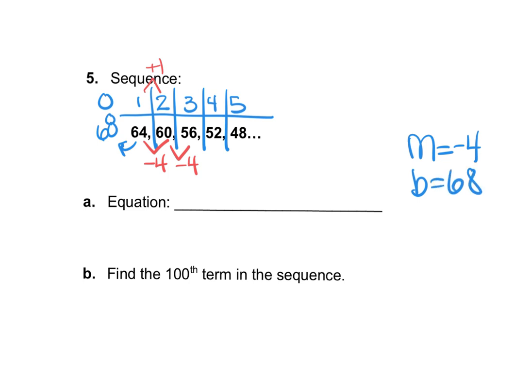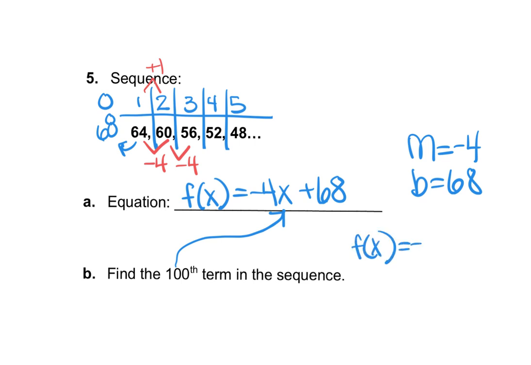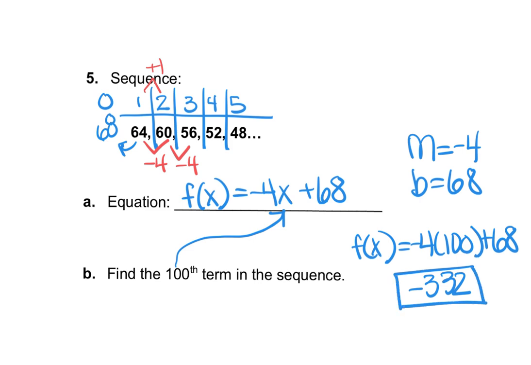And now we've got enough information to write our equation. So I'd have f of x is equal to -4x plus 68. Now, to find the 100th term, once we've got that equation, it makes it very easy. We just have to plug it in. So f of x is equal to -4 times 100 plus 68. And that would give you -332. For our 100th term would be -332.